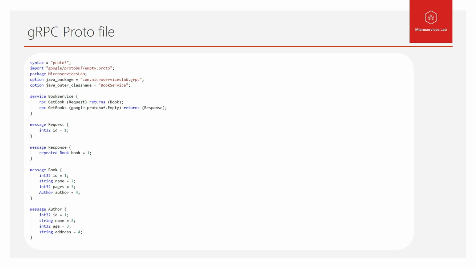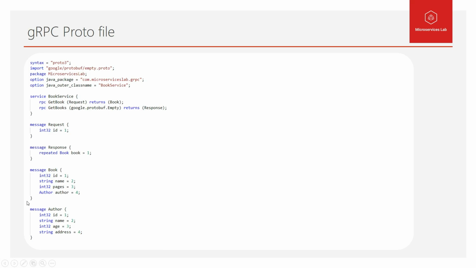This is an example of a gRPC protofile. Here we are creating a service called BookService in which we are defining two procedures or methods, getBook and getBooks. GetBook takes an input request, which is defined here, and returns a book. The book is defined here, and book has several fields: ID, name, pages, and author.